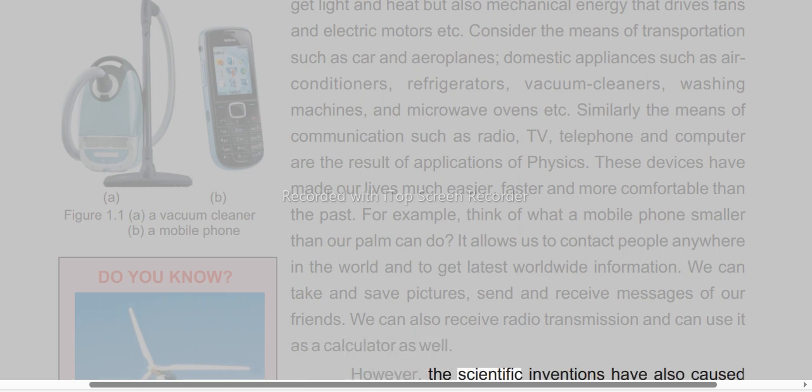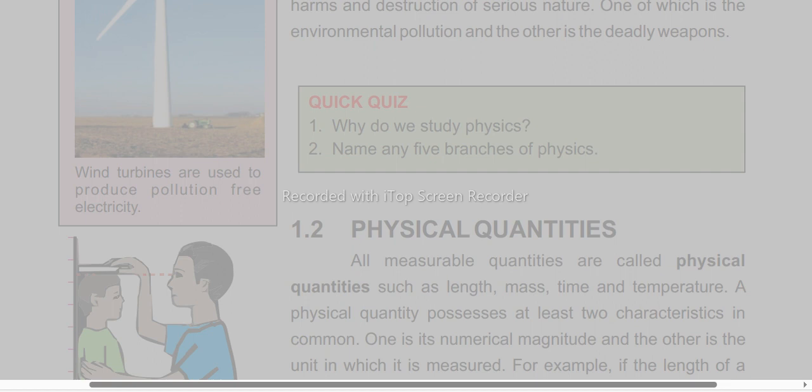However, scientific inventions have also caused harm and destruction of a serious nature. One of which is environmental pollution, and the other is deadly weapons.